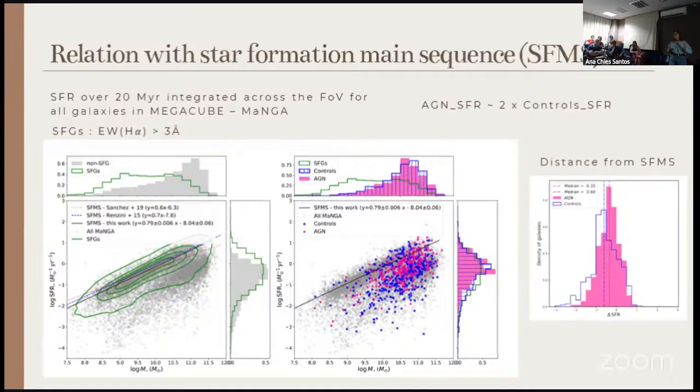that the distance from the AGN to the main sequence is a small value. In this graphic we can see that the AGN is closer to the star formation main sequence compared to the controls. The AGN star formation is about 2 times higher than the controls in this case. So the mean values of the AGN and controls are below the star formation main sequence, but the AGN is closer to the main sequence compared to the controls.